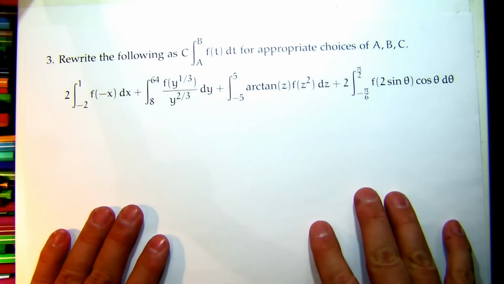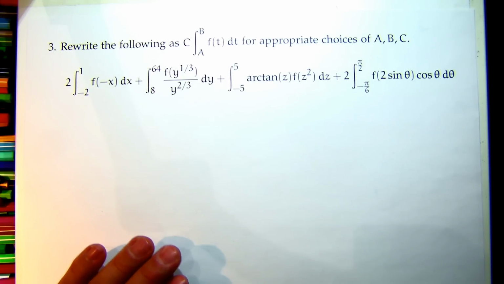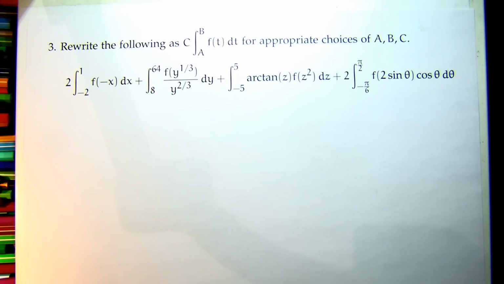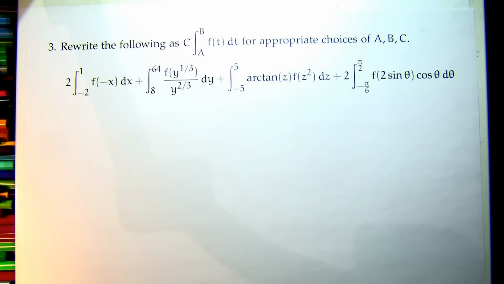All right. Number 3. Rewrite the following as a single integral, some constant times an integral from some number to some number of f of t dt, where a, b, and c are appropriate numbers. Ooh, boy, this is going to be interesting. Okay, so we have a whole bunch of integrals here. We're just going to go through one at a time and say what happens to each piece, and then we're going to put them together at the end.